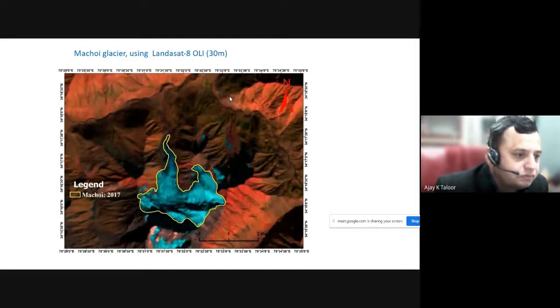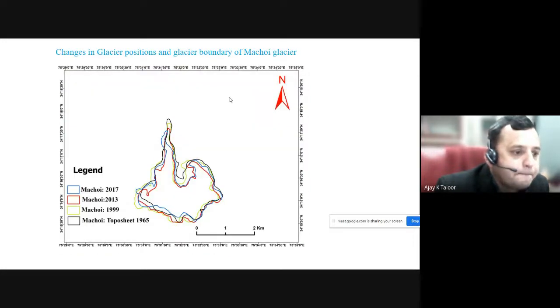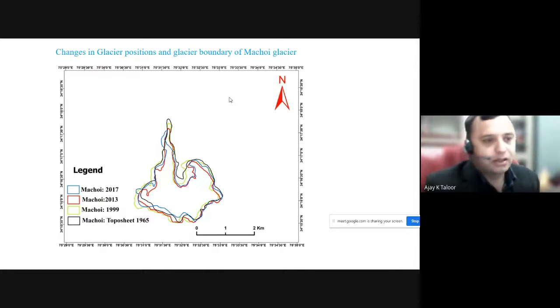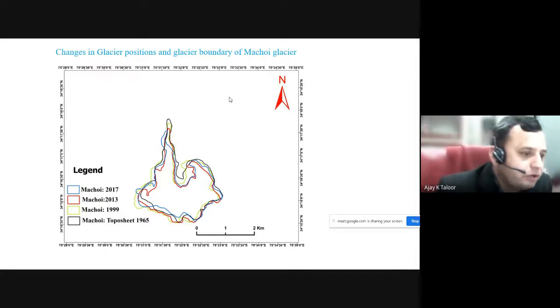The snow covered dunes, and then in 2017, the area reduces. Next, please. Based on the temporal analysis, we are able to measure that in 2017, the snow cover has been reduced. In 1999, you are seeing the glacier boundaries this much. And in the 1965 toposheet, the area covered by the glacier is very high. With the passage of time, the glacier reduces and the area also reduces.